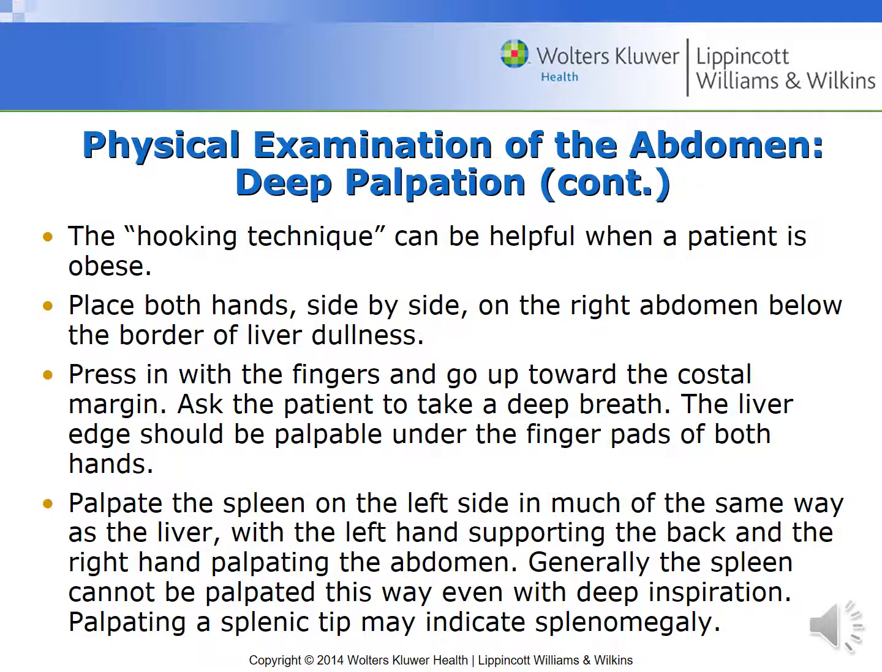The hooking technique may be helpful, and this is especially when the patient is obese. So you want to, for example, stand to the right of the patient's chest and then place both hands side by side of each other on the right abdomen, just below the border of the liver dullness, because again, you've already percussed to try to figure out the dimensions. And then press with your fingers up and towards the costal margin. And then ask the patient, again, to take a deep breath, and this can help with figuring out the liver edges. The edge of an enlarged liver may be missed if you start palpating too high in the abdomen.